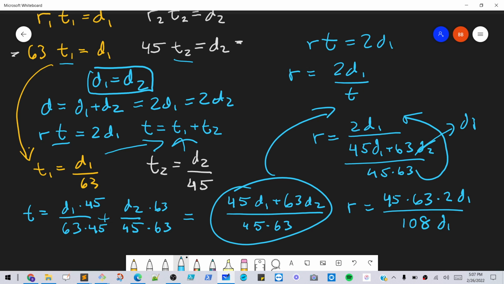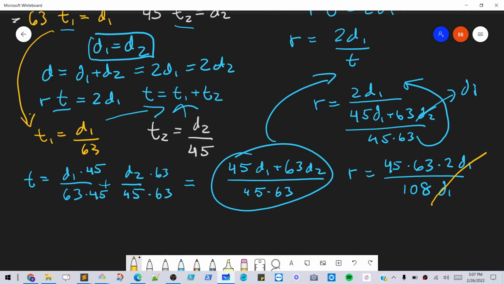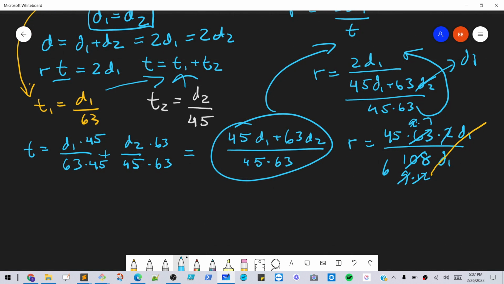d1. And the beauty of this is that we don't know the distance, but it cancels, so we don't care. Now all we have is a fraction. So let's reduce that. This is just 9 times 7. This is just 9 times 12. So the 9's cancel. 2 is going to cancel here and leaves a 6. And then I don't think there's anything more I can do there.